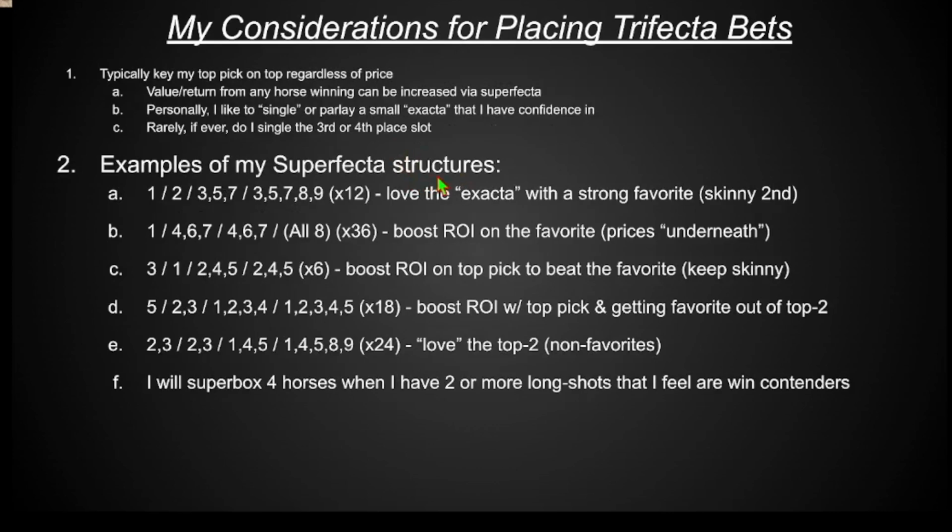Examples of some of my superfecta structures, I might have the 1 being the lowest odds. Remember the 1. 1 with 2 with 3, 5, 7 with 3, 5, 7, 8, 9. A multiplier of 12, so $1.20 for a 10-cent minimum. If I love the exacta with a strong favorite, skinny 2nd.